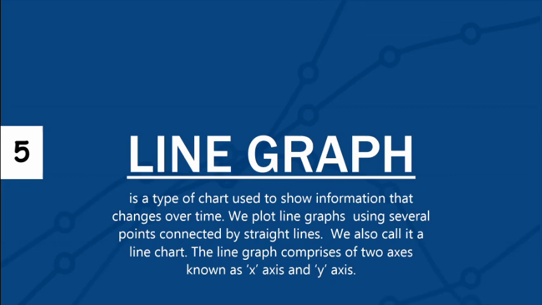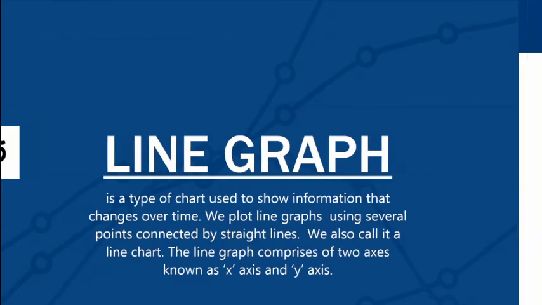Good day, I'm Roel Acabo Jr. and I'm going to talk about line graph. Line graph or line chart is a type of chart used to show information that changes over time. We plot line graph using several points connected by straight lines. The line graph comprises of two axes known as the x-axis and y-axis.